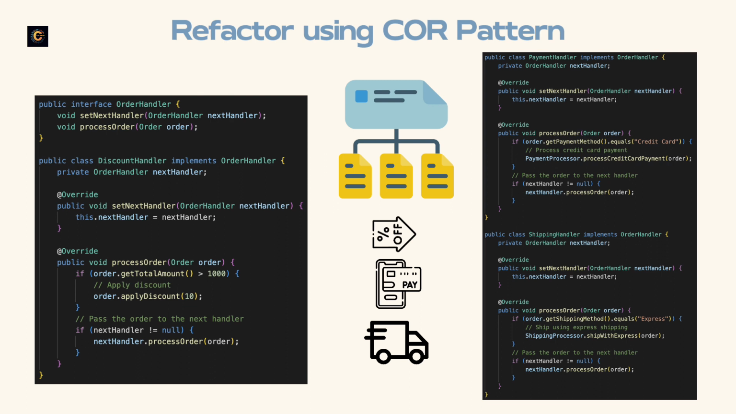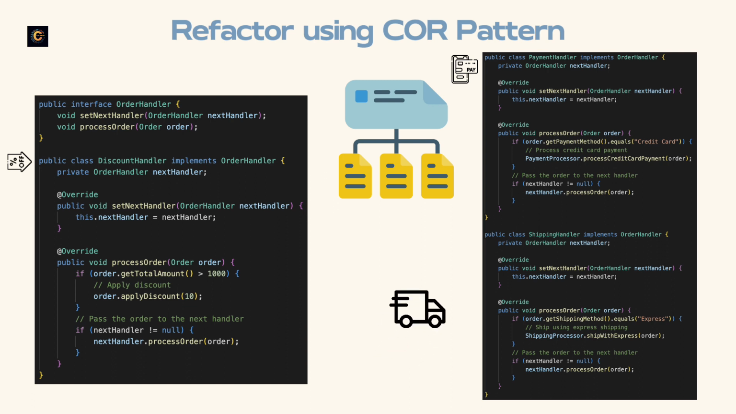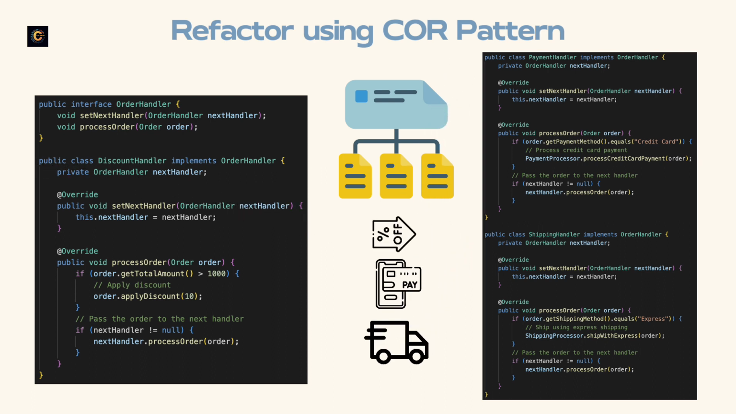Imagine we received an order. First, it goes to the discount handler. If the order qualifies for a discount, it is applied. Then the order moves to the payment handler, where the payment method is processed. After that, it heads to the shipping handler to determine how it will be shipped. If a handler can't handle a particular aspect of the order, it simply passes it along to the next handler in line. This way, each handler does its part and the order gets processed step by step, smoothly and efficiently.